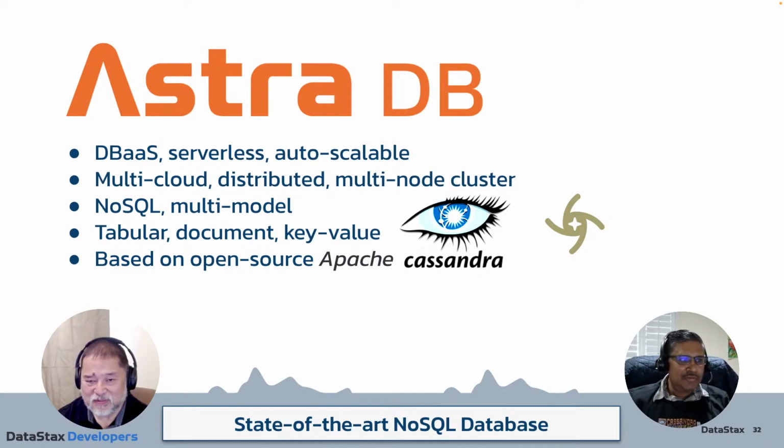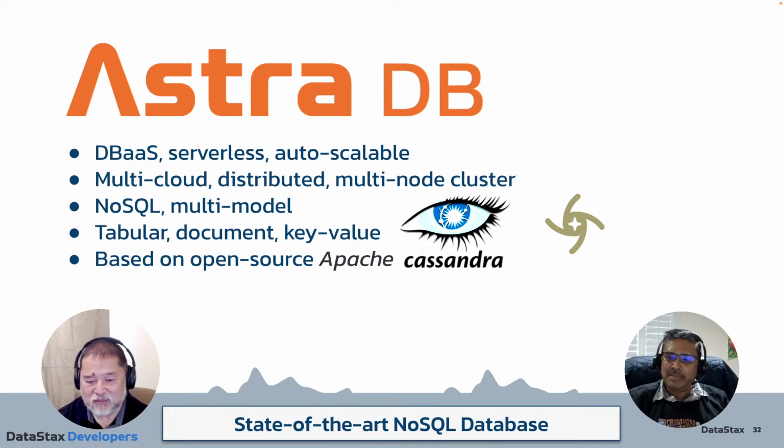It's a NoSQL database. Obviously, it is built based on Cassandra. Now we talk about this document and key value API, which is the Stargate API. And in our workshop, we are going to use the Stargate API. Again, Stargate is an open source API.